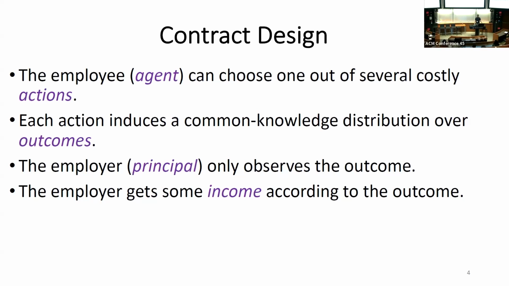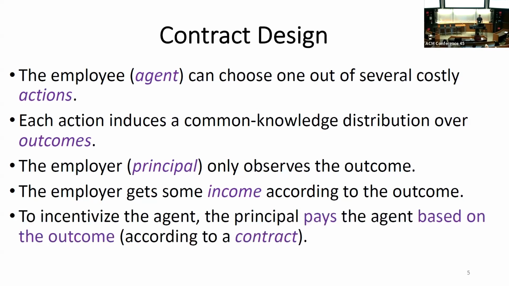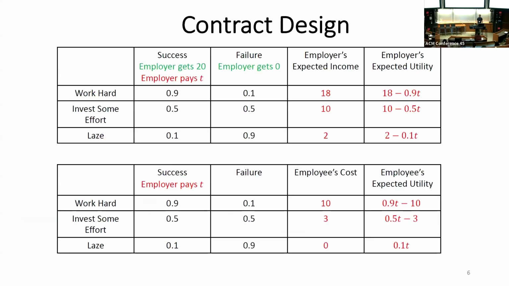But in general, what is the setting of contract design? As I've already said, there is an agent such as an employee that can choose one out of several costly actions. And each action induces a common knowledge distribution over the outcomes. And the principal, such as the employer, only observes the outcome, which specifies the income of the employer, or in general, the principal. And to incentivize the agent, the principal pays the agent based on the outcome according to some contract, which I'm about to define soon.